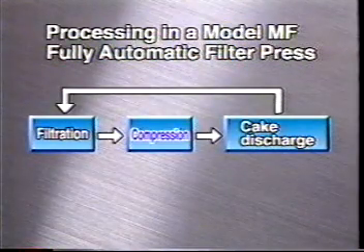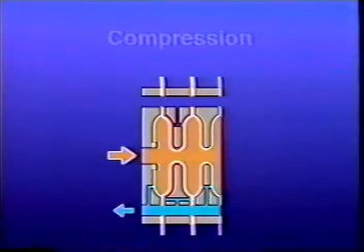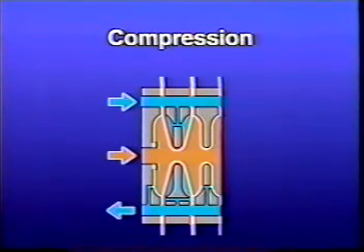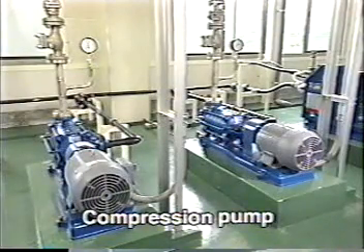The next step in the process is compression dehydration. In the compression process, the compression membrane is inflated by applying air or water pressure to the back of the membrane, reducing the filter chamber's volume and forcing the remaining liquid out of the cake.